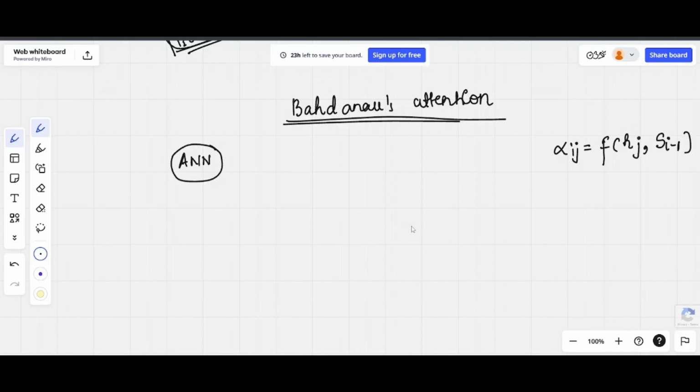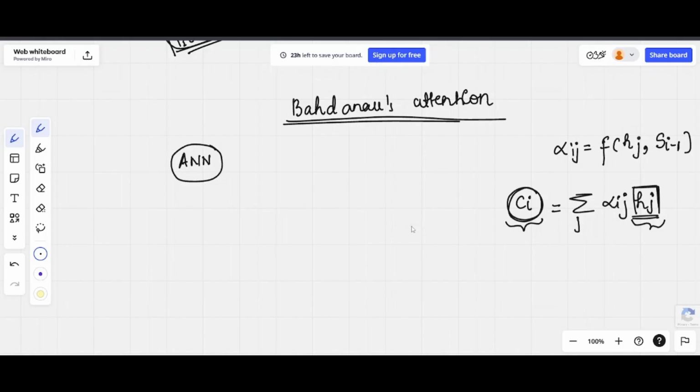And then this alpha ij is being multiplied with hj. We are summing it, and then what are we getting? We are getting our ci, right? Now, what will be the dimension of this ci? Exactly the dimension of hj, right? Whatever dimension we have here, ci will have exactly that same dimension.